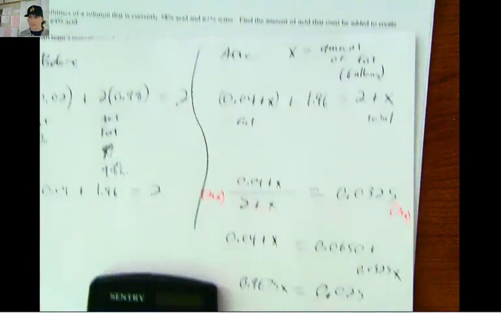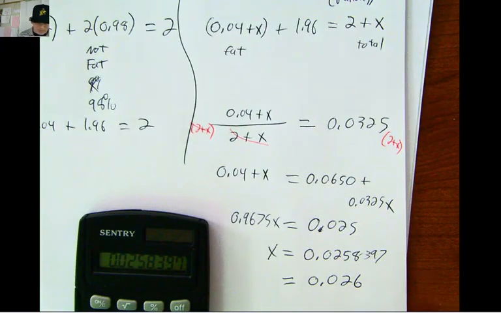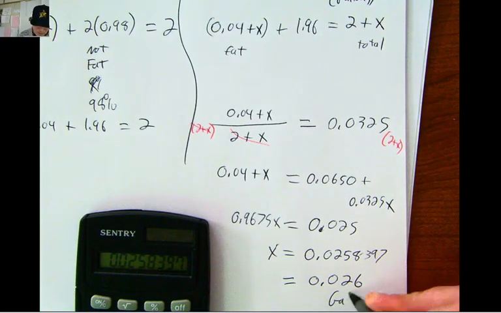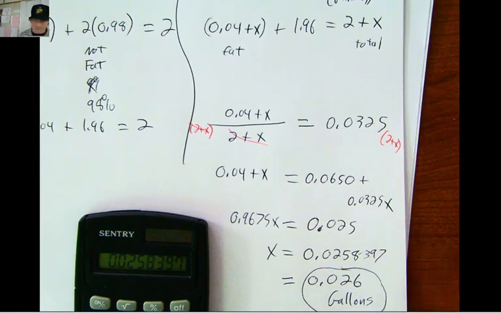So this is a really small number, but when you think about it in terms of gallons, it's not that small. But it's 0.026 gallons. It's actually still pretty small. Anyway, that's that problem there.